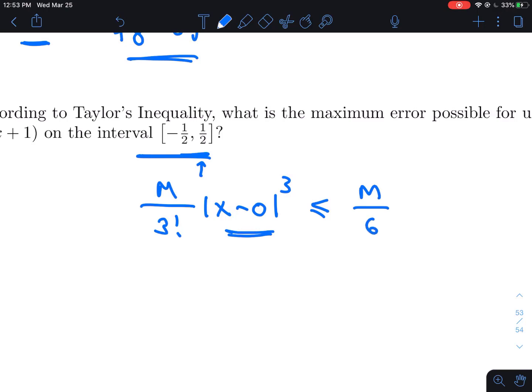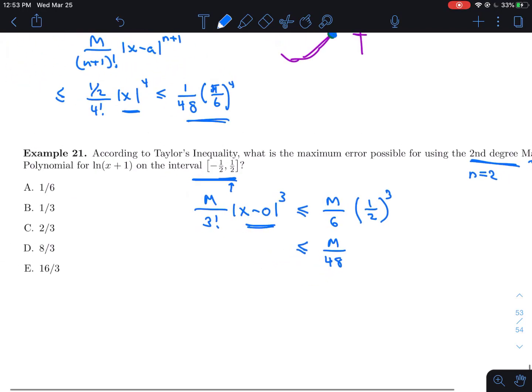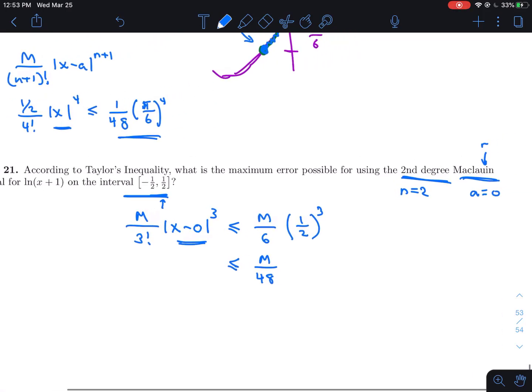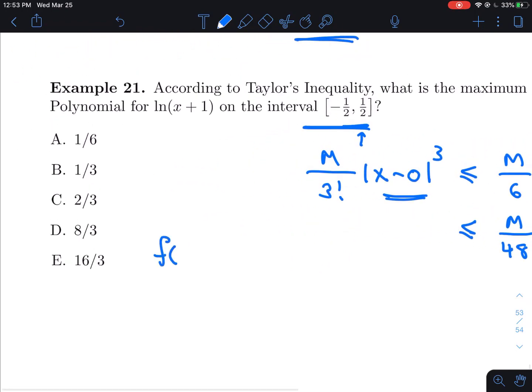And so we're going to have m divided by 6, that's 3 factorial, and then times 1/2 cubed. So notice I chose the one that was positive, so the absolute values weren't really doing a whole lot. So here we know that this is, okay, 6 times 8 is going to be 48. And so now we just need to figure out what this m value is, and then that will help us get this final answer. So now we need to take several derivatives. We were using a second degree Maclaurin polynomial, so we need to take 3 derivatives. So again, f is this natural log of x plus 1.